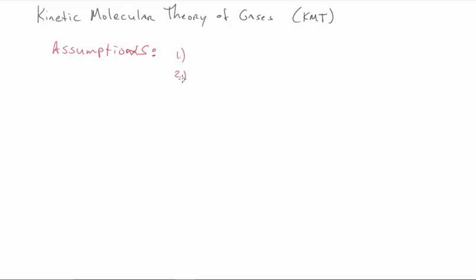Number three, the volume of the particles themselves. We understand that molecules have atomic radii, but we ignore those. So the volume of the particles in a gas is negligible. We're going to ignore it. Assumption number four: the average kinetic energy of the molecules is proportional to its Kelvin temperature.